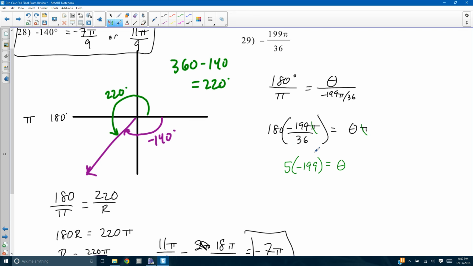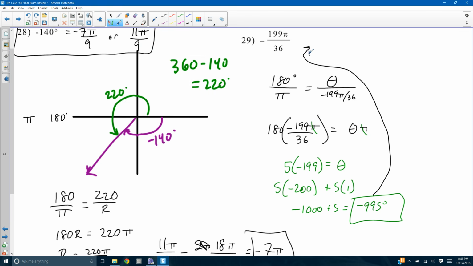Okay. Now, again, don't go straight to the calculator or to multiplying this by hand. This is the same thing as 5 times negative 200 plus 5 times 1. Negative 200 plus 1 is negative 199. 5 times negative 200 is negative 1,000. Plus 5 gives you negative 995 degrees. Now, this is an answer in degrees, this is your negative degree answer. We could get a positive degree answer, and we could get one between 0 and 360. So I'm going to work to both of those things.